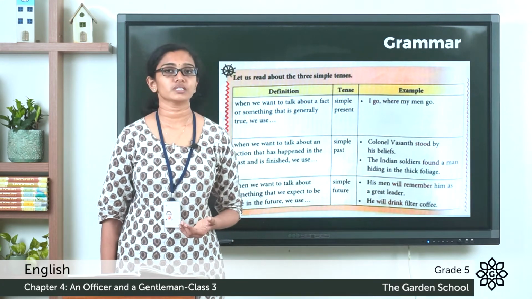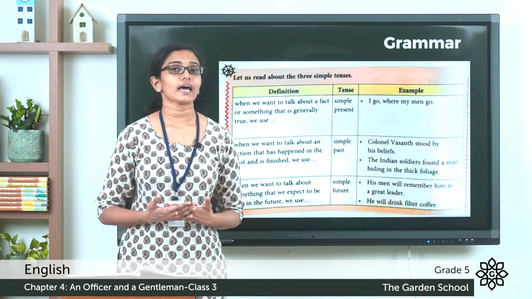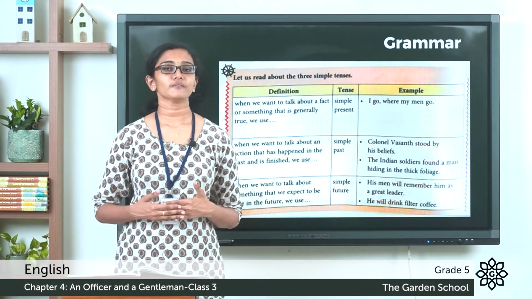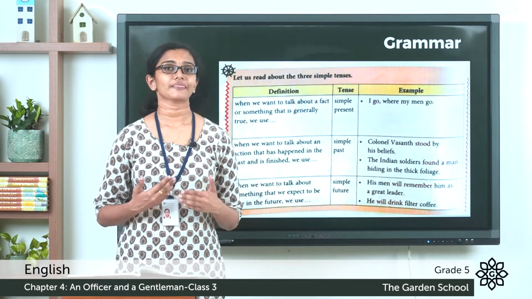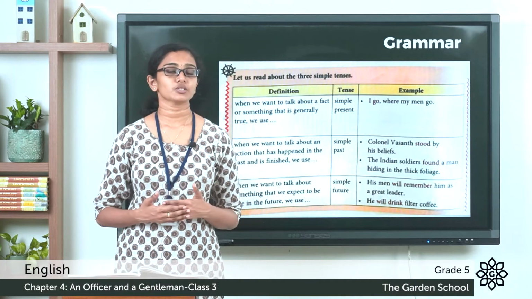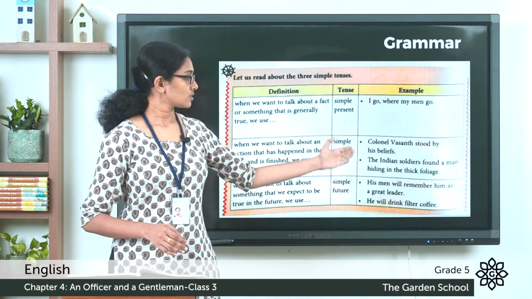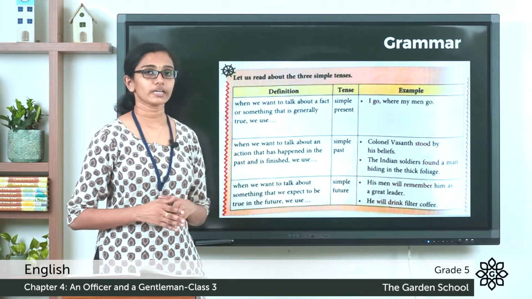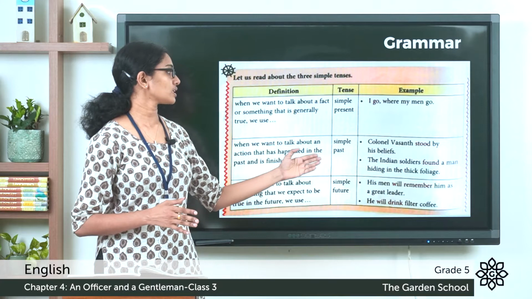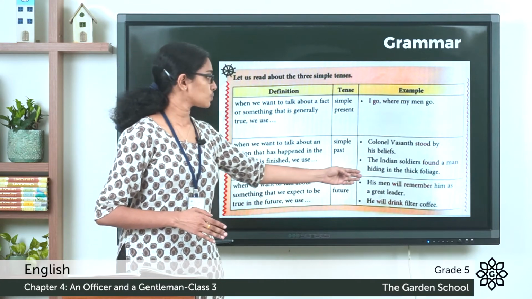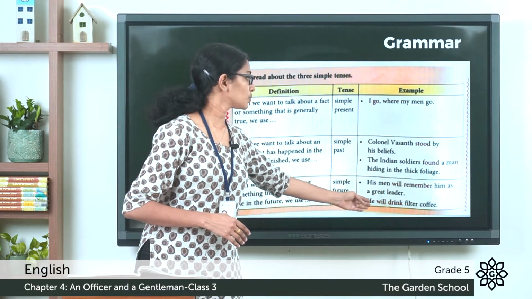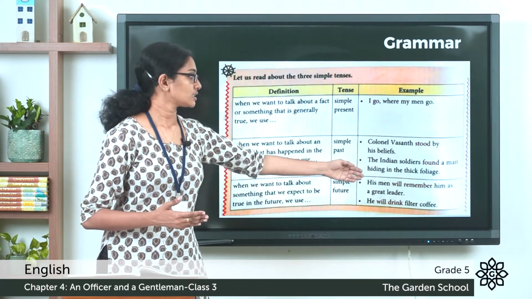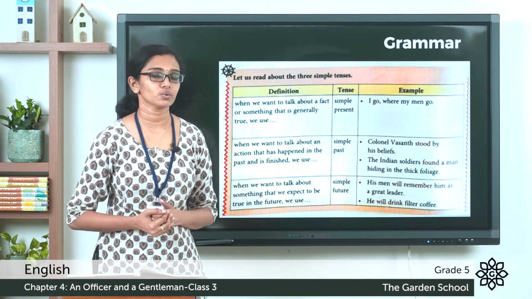Now, the simple future tense is used to show an action that will happen in the future, that we expect to happen. We expect it to become true in the future. Look at these examples here. His men will remember him as a great leader. He will drink filter coffee. You see these words will remember and will drink. This word will here shows that we expect the mentioned action to happen in the future.